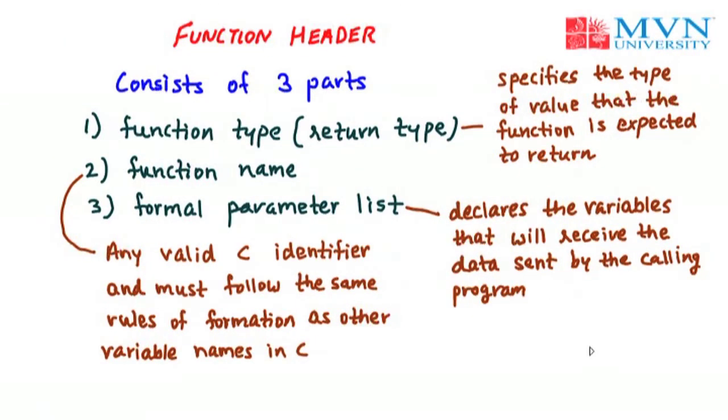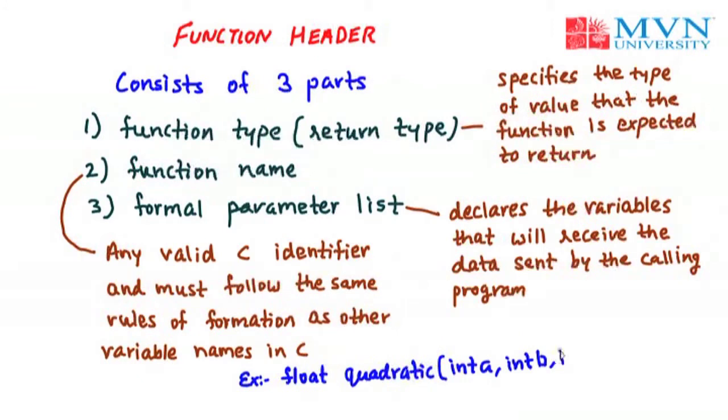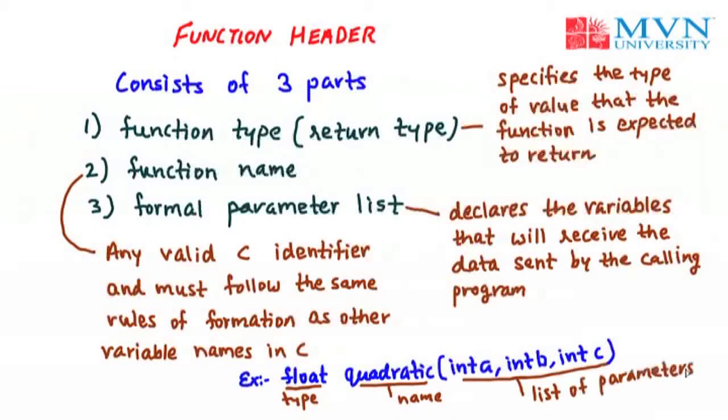The parameter list contains the declaration of variables separated by commas and surrounded by parentheses. For example, float quadratic(int a, int b, int c). So here float is the return type or the function type, quadratic is the name of the function, and this is the list of parameters.